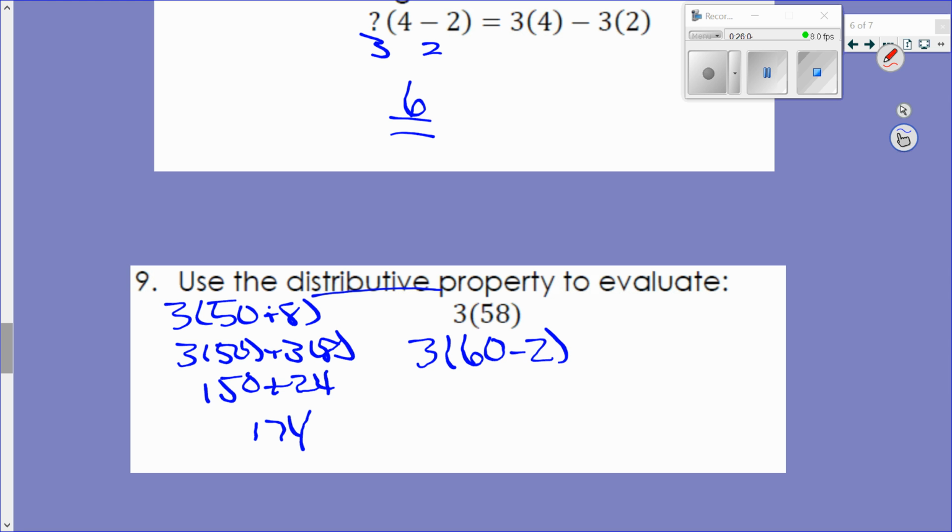Guys, please don't forget the ability to subtract. 3 times 60 minus 3 times 2. So it was just 180 minus 6, or 174. Okay, next one. We got 3 to go.